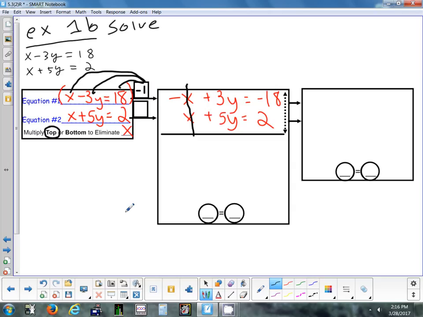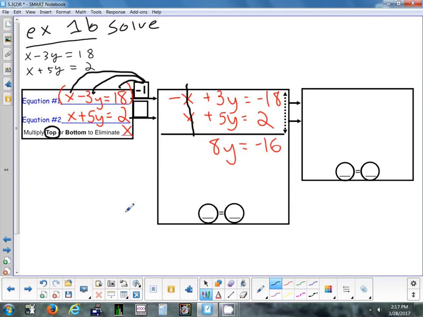Tell me something else. Tell me about the y's. 8y? Yeah. Positive 3y, positive 5y, 8y. Very good. What's the last thing? Liam? Negative 16. Negative 16, negative 18, positive 2, negative 16. Very good. Last step for the middle box.